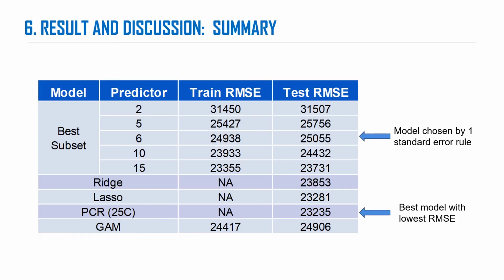This is the table summary. The model chosen by one standard error rule is the best subset with 6 predictors. The best model is PCR with 25 components because it has the lowest testing RMSE. As the number of predictors increases, the error rate will decrease for both testing and training data. In most cases, the training error is smaller than test error.